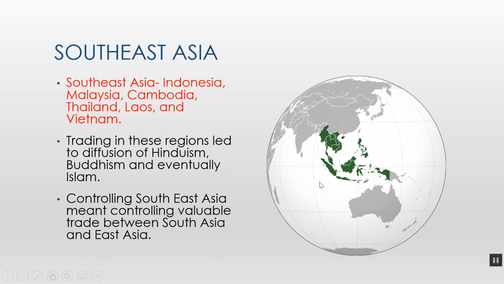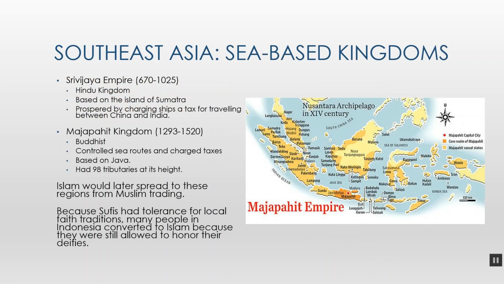Trading in these regions led to diffusion of Hinduism, Buddhism, and eventually Islam. So because of heavy trade in this region, Hinduism, Buddhism, and Islam will start flourishing. First Hinduism and Buddhism, and later Islam. Controlling Southeast Asia meant controlling valuable trade between South Asia and the East and East Asia.